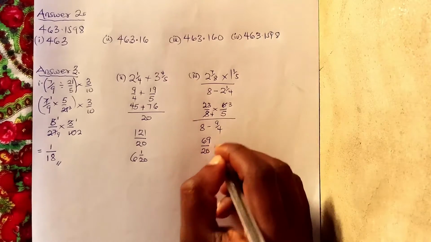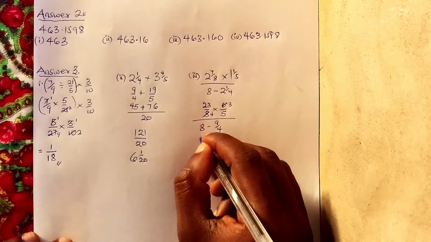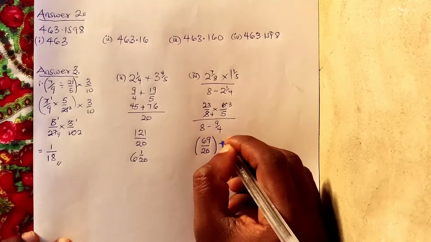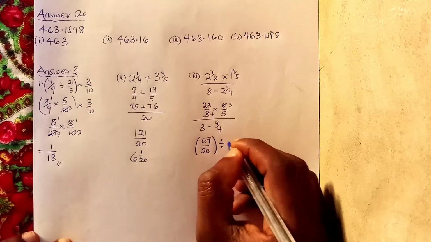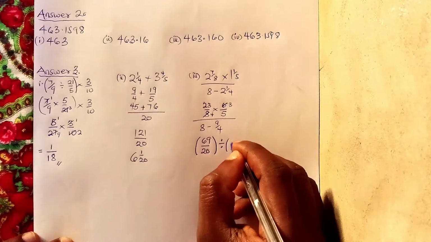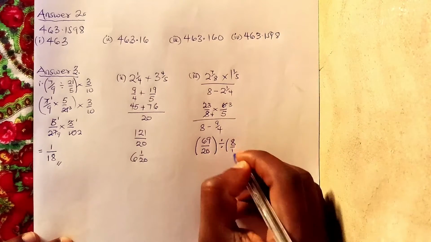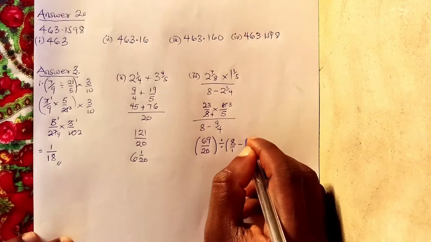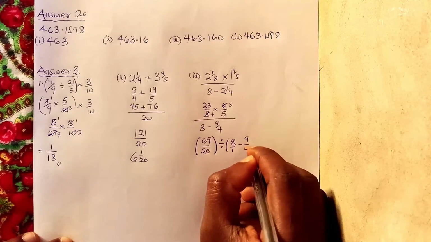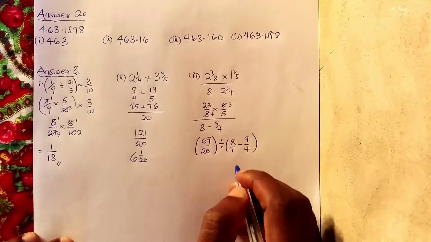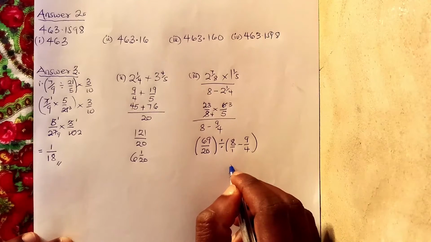So we put it in a bracket. Now the bar under is changed into a division sign. So we have 8 over 1, since every whole number is over 1, minus 9 on 4. So we solve this first.